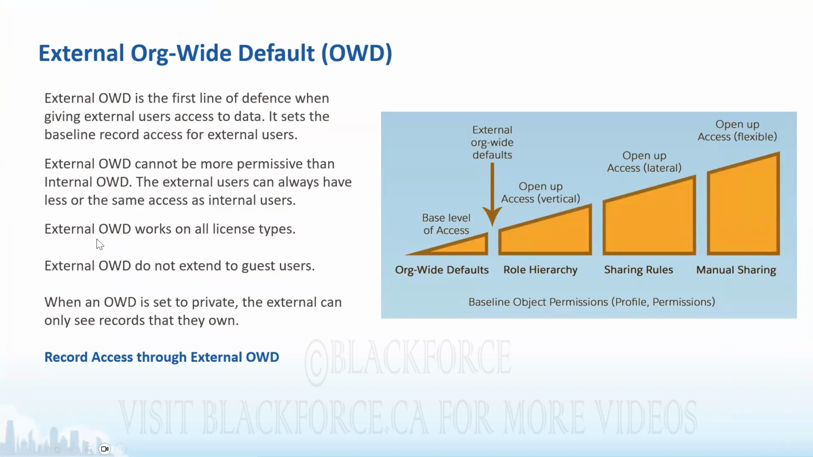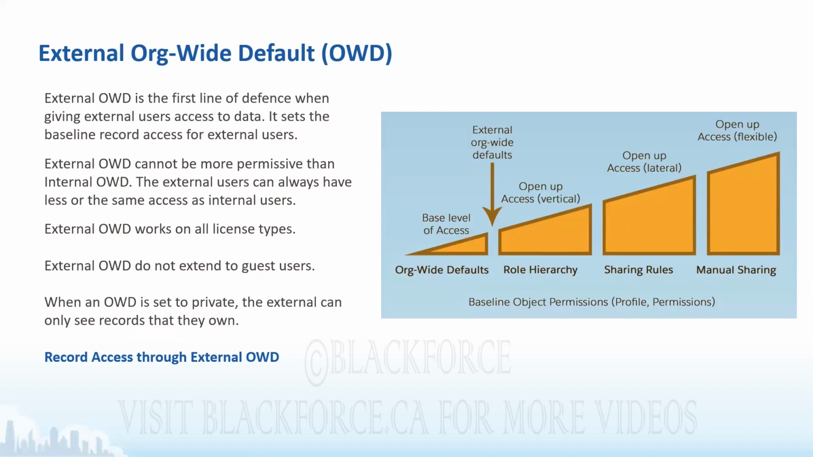The external OWD works on all license types. So it can work on the customer community, customer community plus, and the partner community licenses. The external OWD does not extend to guest users. When an OWD is set to private, the external users can only see records that they own.